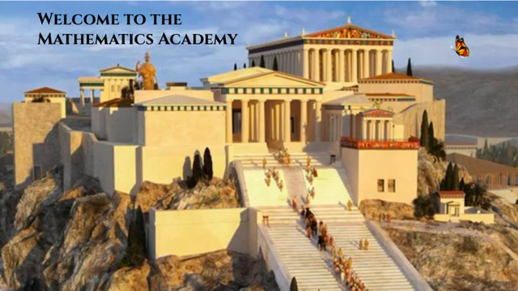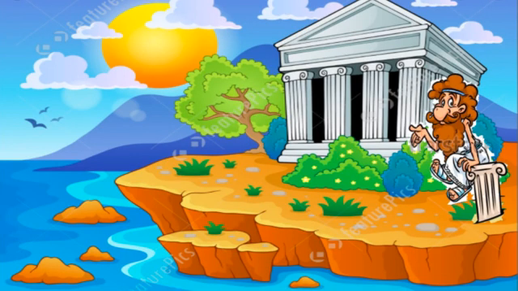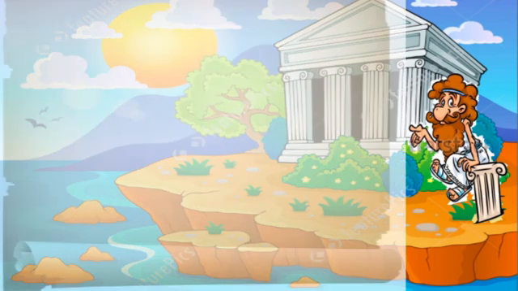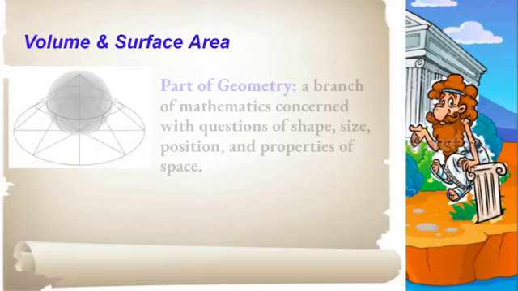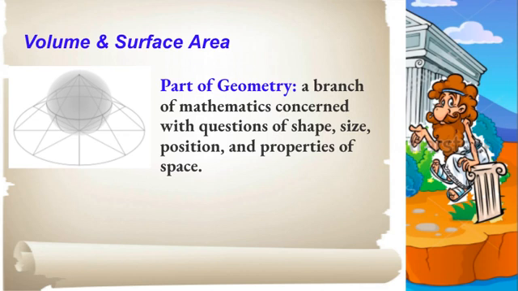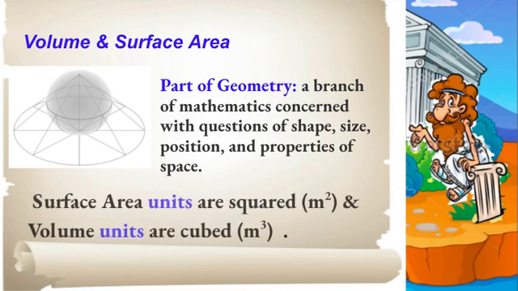Hello again, I'm Aristotle. I'm pleased to start our new unit together on volume and surface area. This is a part of geometry. It is a branch of mathematics concerned with questions of shape, size, position, and properties of space. One of the most important aspects to volume and surface area are the units they are measured in, and you should pay close attention to them in this lesson. Surface area units are squared and volume units are cubed.